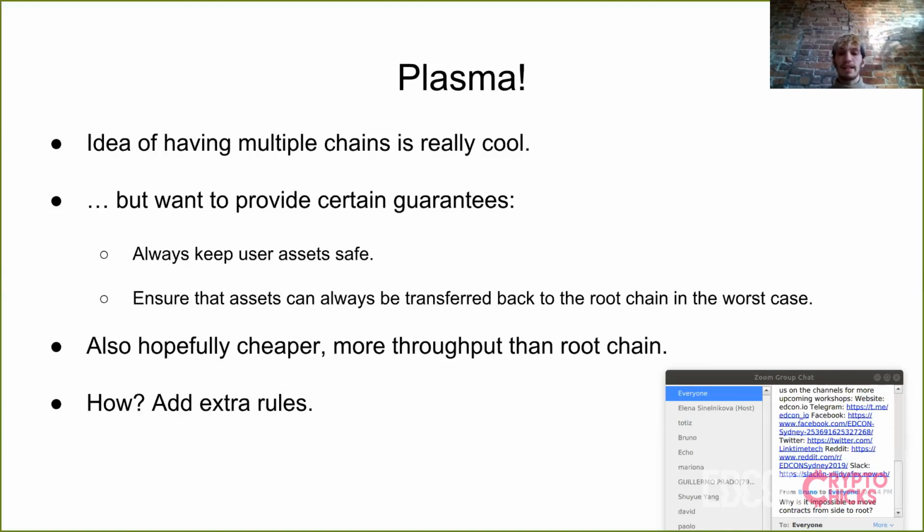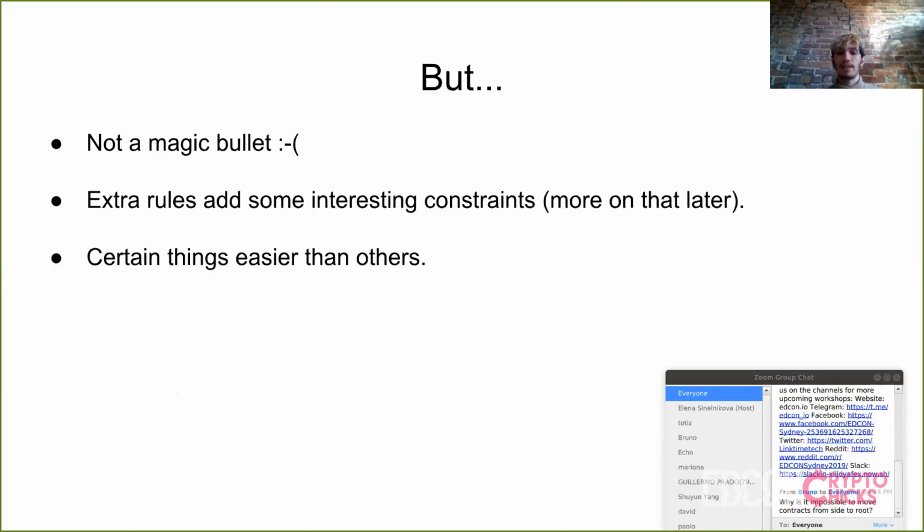Okay, so back to Plasma. Basically, we want to provide these guarantees, and hopefully it should be cheaper than making transactions on the root chain. Otherwise, there's no point. And so then the question is, how do we actually achieve this, right? So this looks a lot like a sidechain, but it has these two extra guarantees. And I guess we'll get to that. Basically, Plasma is not a magic bullet.